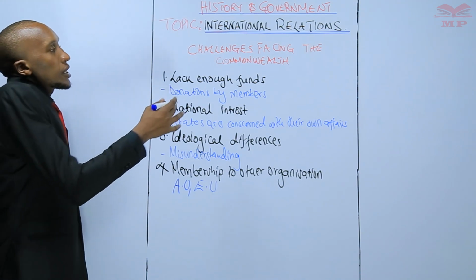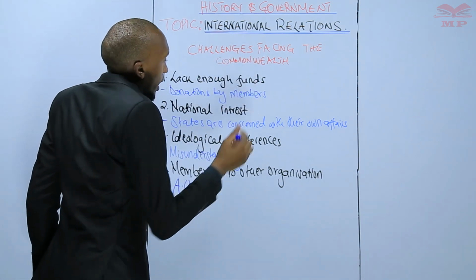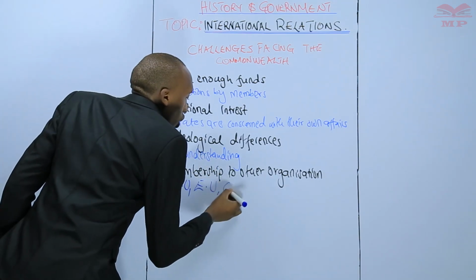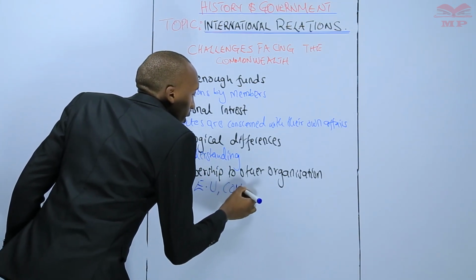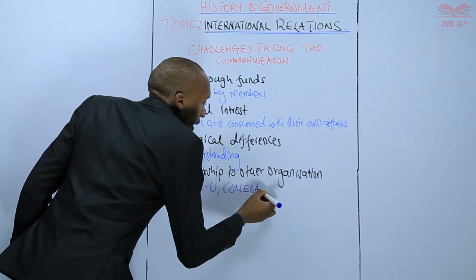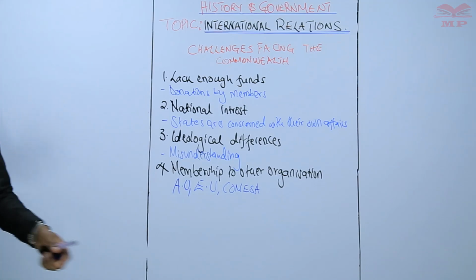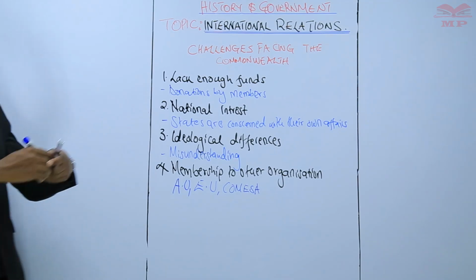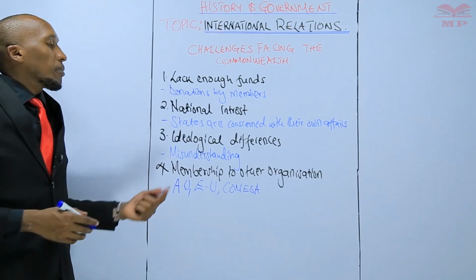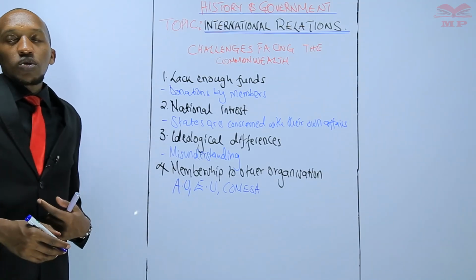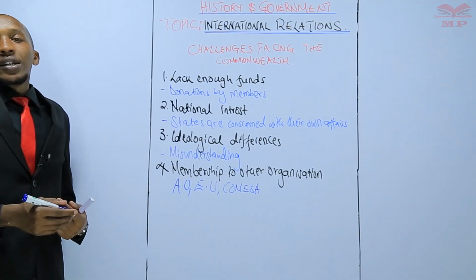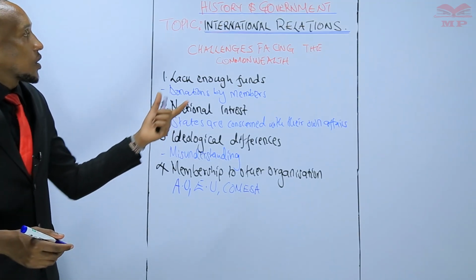Apart from being members of the Commonwealth organization, some of the members are also members of the Common Market of Eastern and Southern Africa, COMESA, and so on and so forth. So you find that members have now divided attention because they are members of more than one organization. So you find, for example, let's get an example of Kenya as a member of the Commonwealth.